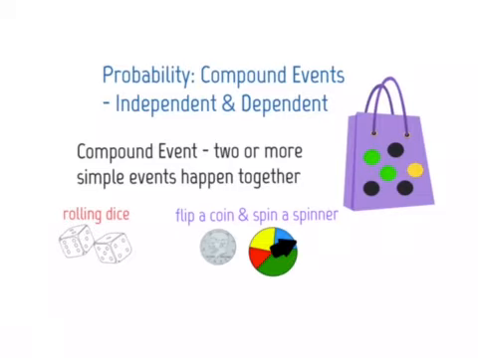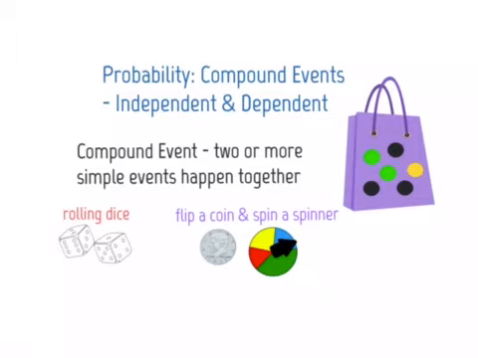Guys, the goal for this video is to look at the difference between independent and dependent events, and also to talk about compound events. Compound events are when two or more simple events happen together, and the example that I have for you here would be rolling a pair of dice and flipping a coin and spinning a spinner.